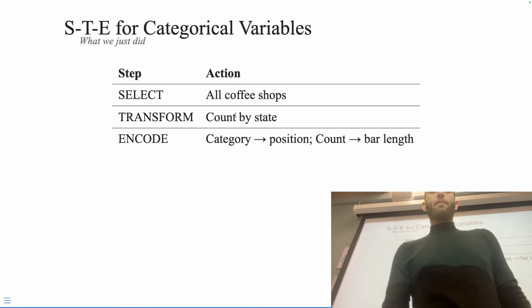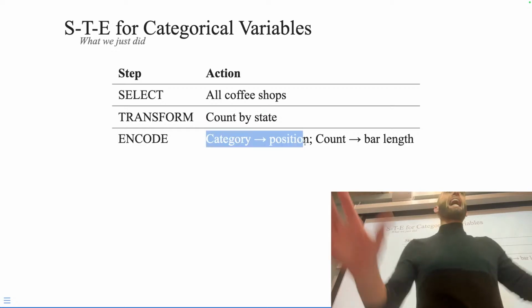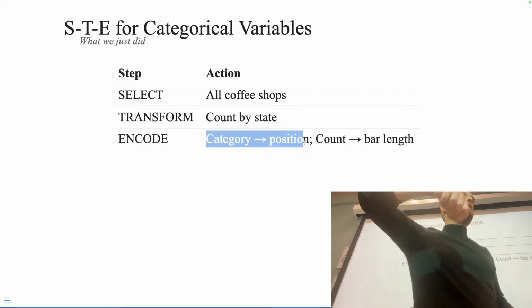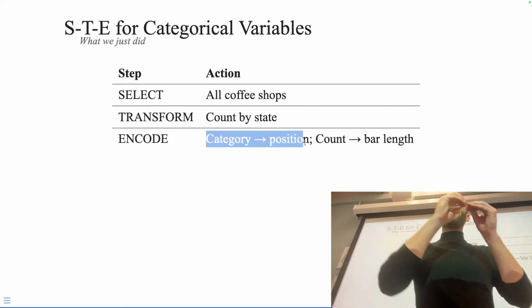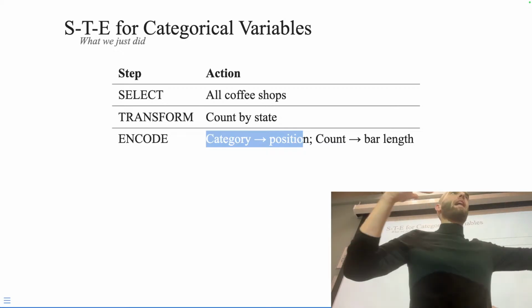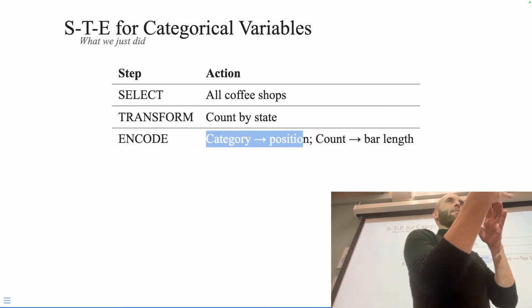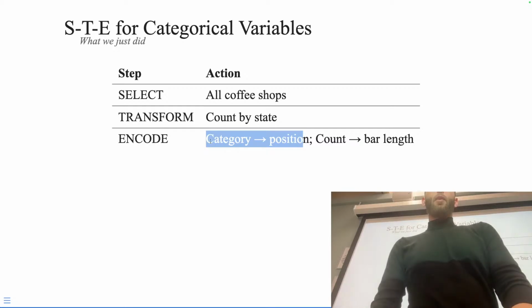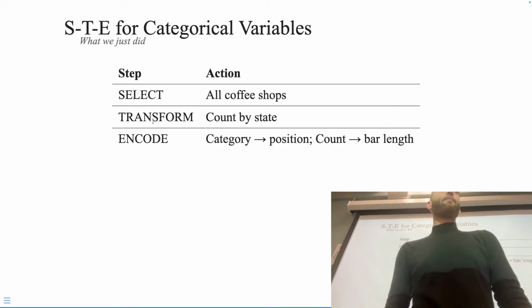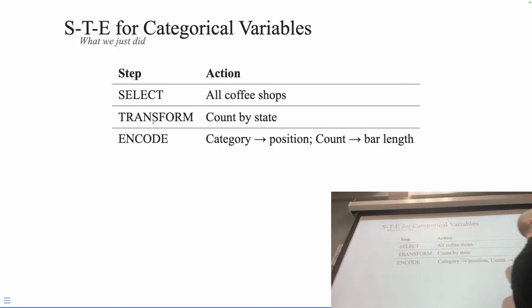We did it like this. We selected all the coffee shops for this coffee shop chain. We transformed by counting by state, and then we encoded category, so the states, as the categories. And then we encoded the count as the length of the bar or the size of the pie. Okay, any questions about this? This is our framework. We're going to keep coming back to it. This is how we organize summarizing data.